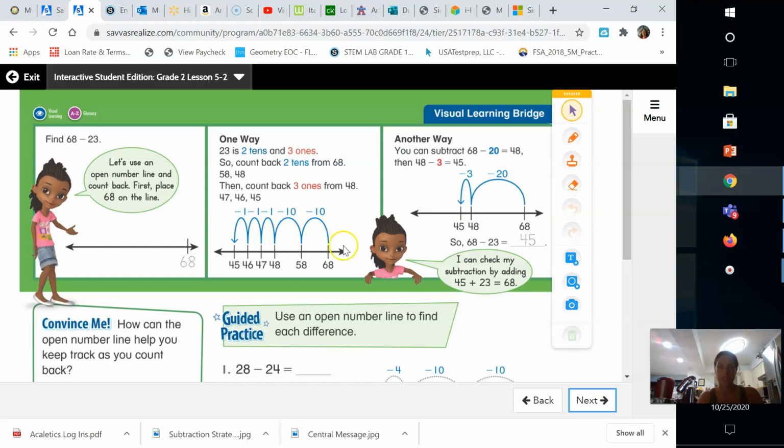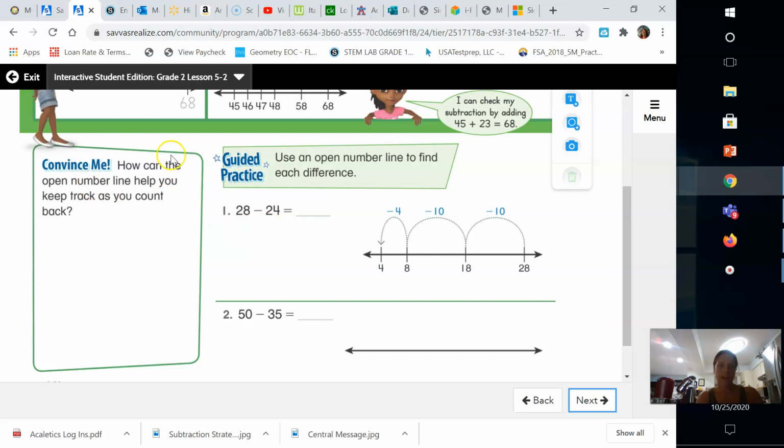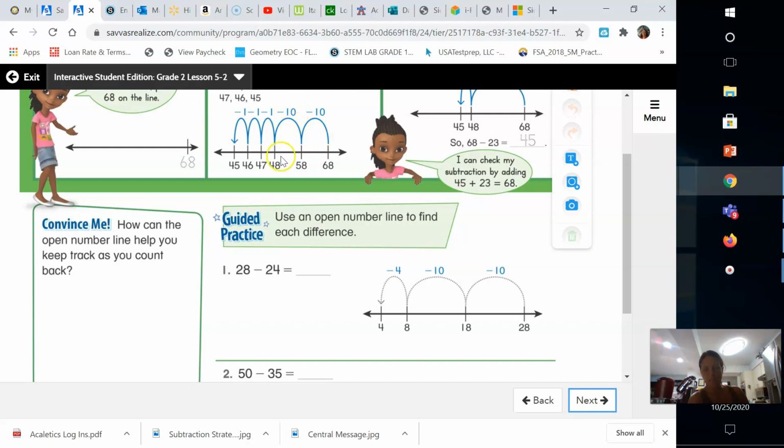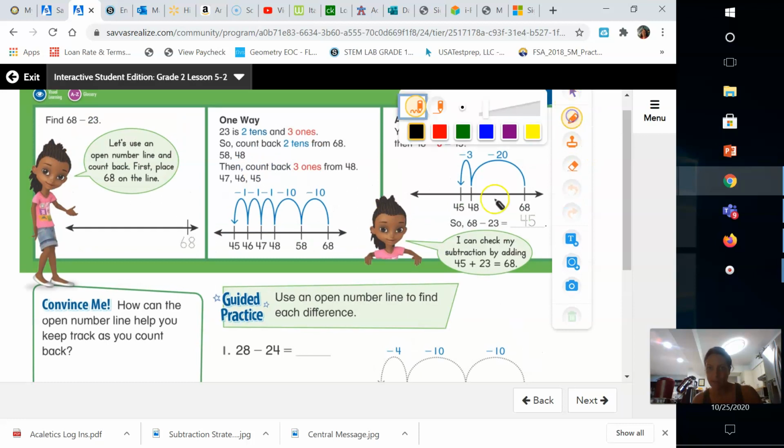All right, here's what she did to show you both ways. How can the open number line help you keep track as you count back? Well, it lets you write on it and make jumps and write the amount you're taking away so that you know where you're at, right? You don't lose your place. All right, so this one was 28. They went back 1 ten, 2 tens, and then they did one big jump for 4 ones. You can do 1, 2, 3, 4 if it helps you, okay? You have an open number line here to try it out on.